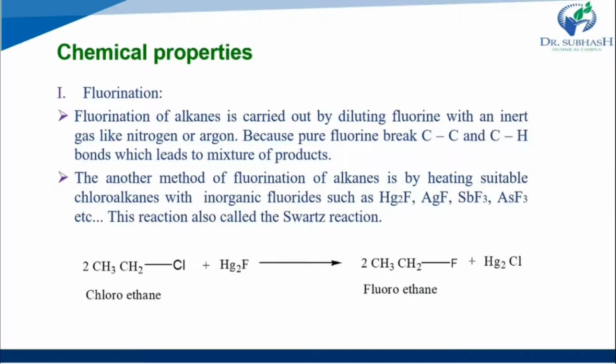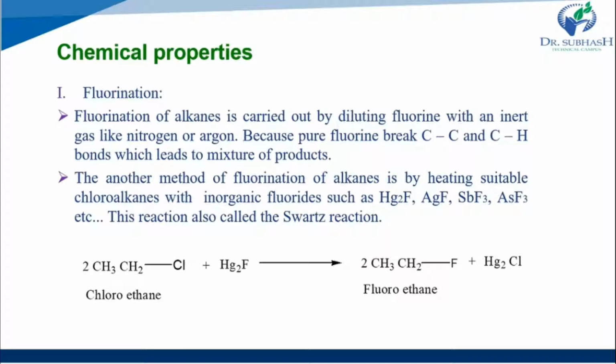Then in halogenation, mainly the first one is the fluorination reaction. Fluorination of alkane is carried out by diluting fluorine with an inert gas like nitrogen or argon, because pure fluorine breaks the carbon-carbon single bond and carbon-hydrogen single bond, which leads to a mixture of products.